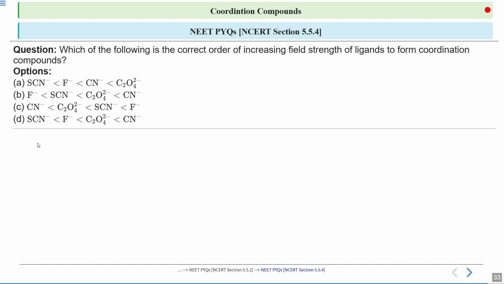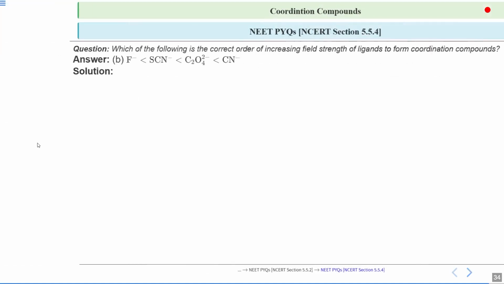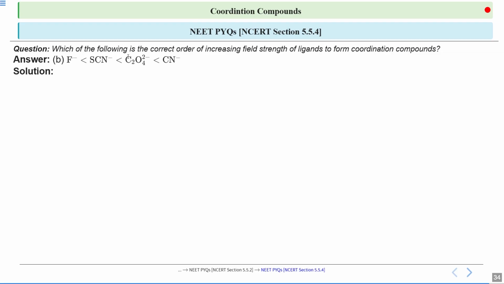So let's see. For this question, the correct answer is option B. That is highest for cyanide, then for C2O4 2−, then for SCN−, and then for F−.